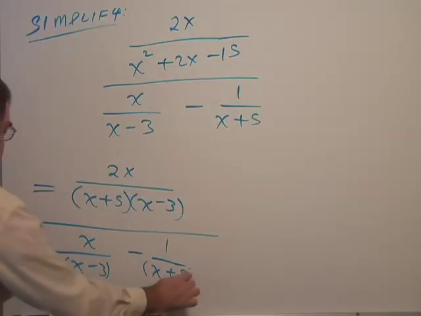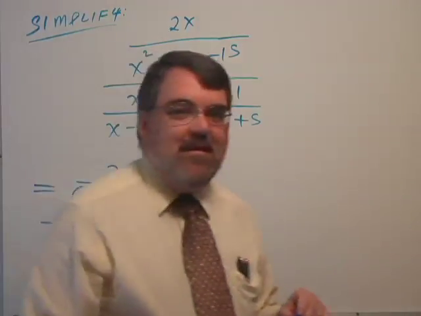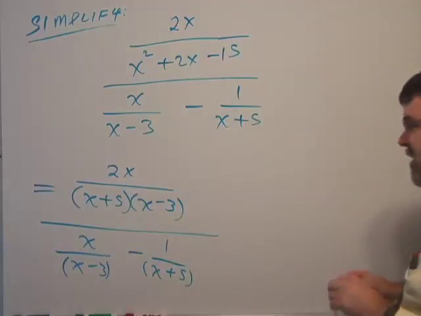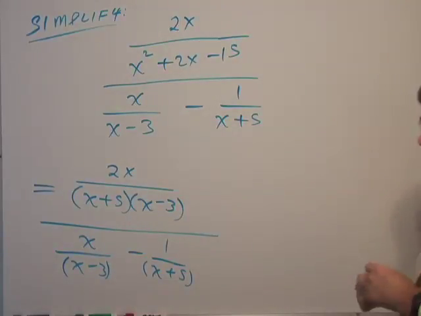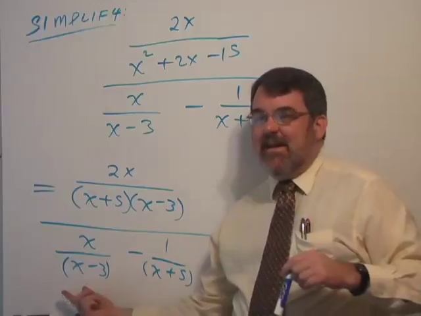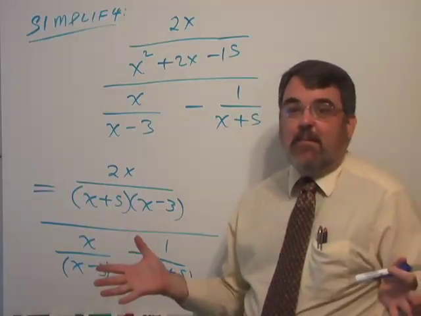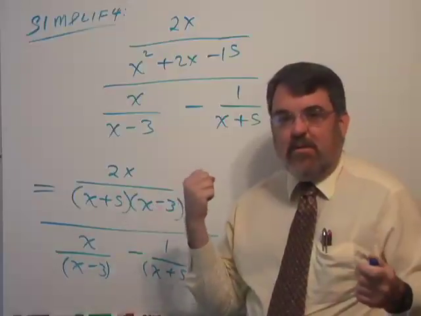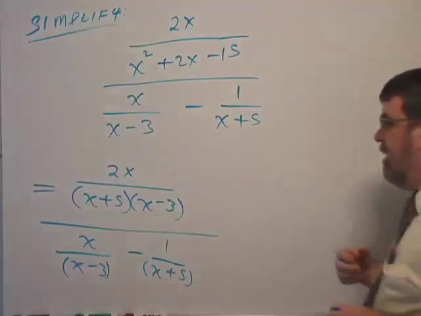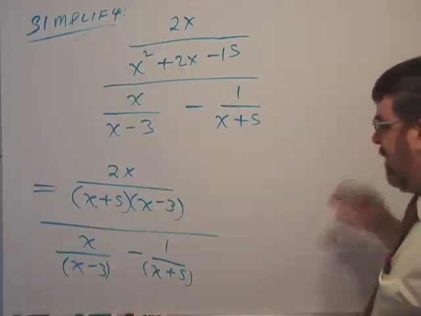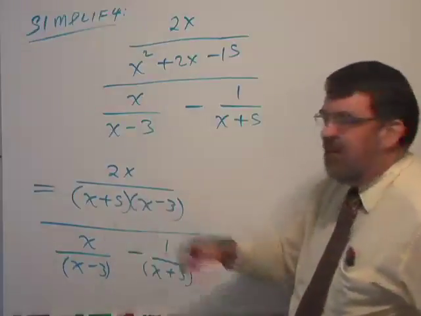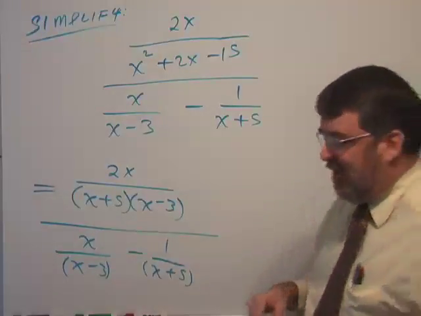And I like to put binomials in parentheses most of the time, just to collect them together. And one thing I like to emphasize is that x minus 3 is a term by itself. You cannot break it up. It is x minus 3, one single entity. All right, what's our common denominator? Well, it's x plus 5 times x minus 3.